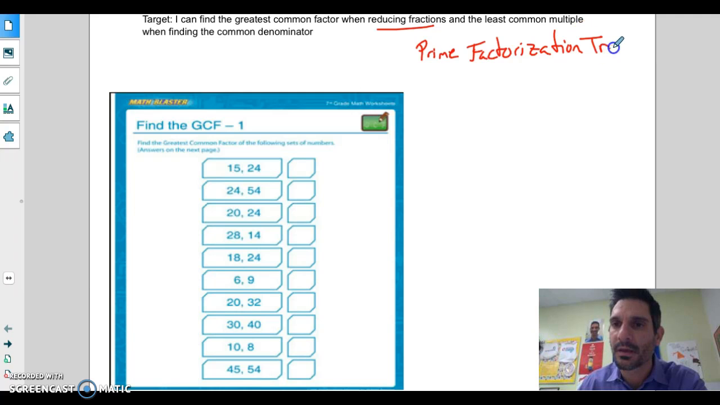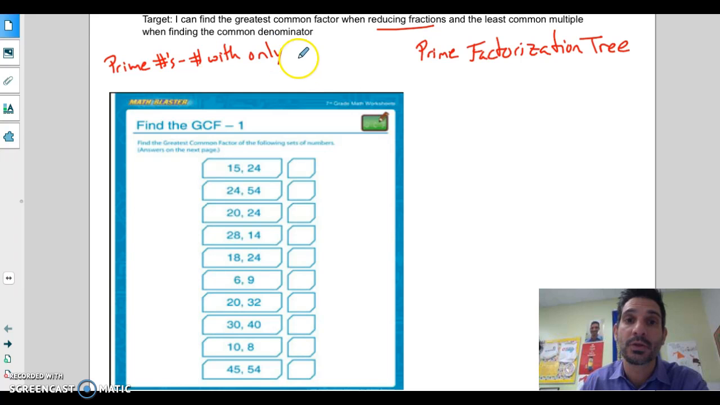Now remember, a prime number is a number with only two factors, one and that number. So something like 7. The factors of 7 are 1 and 7. The factors of 23 are 1 and 23. Those are prime numbers, okay?